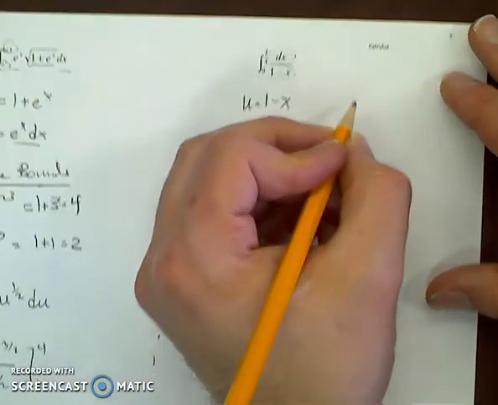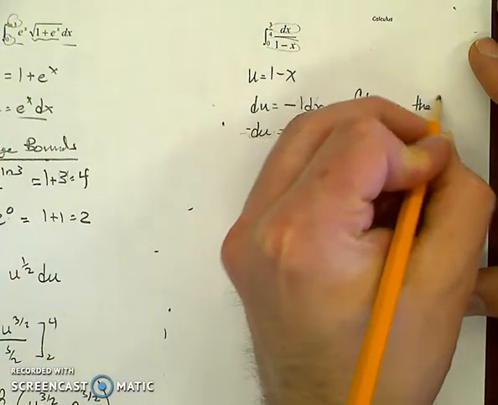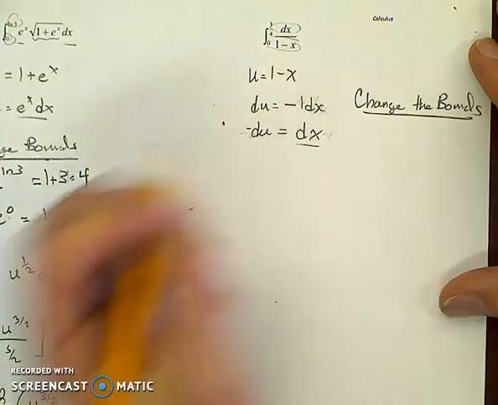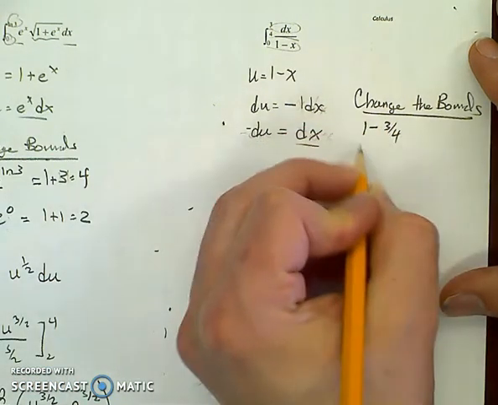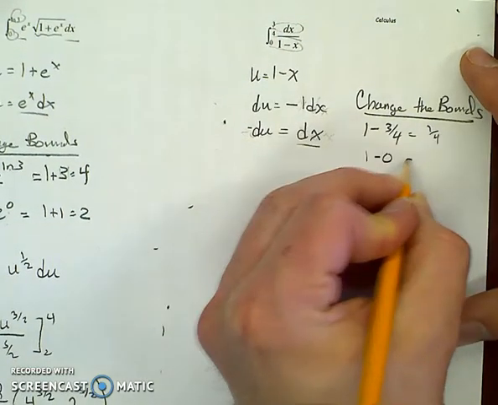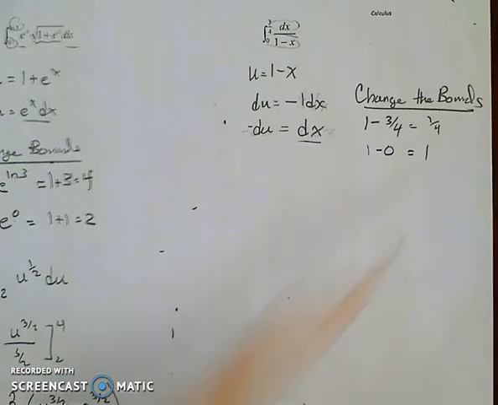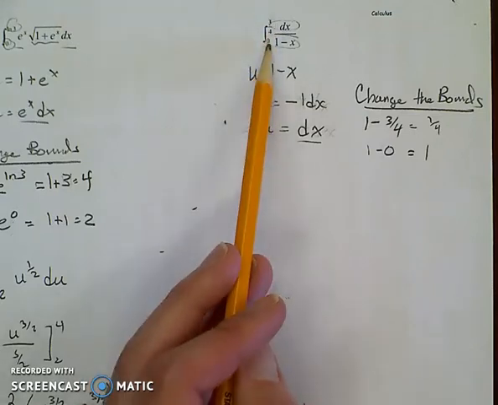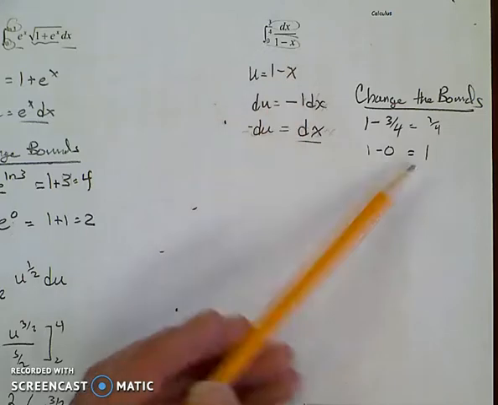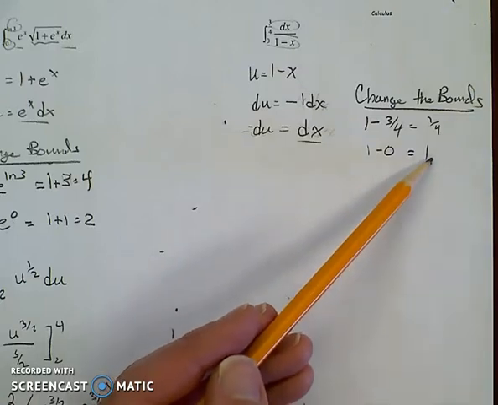And now we've got to change the bounds, so let's make sure not to forget that. That's the most common mistake in this problem, is everyone forgets to change the bounds. So we got 1 minus 3/4 and 1 minus 0. We get 1/4 and 1. Now, one of the things that people sometimes get confused on is usually when we go to bounds, 0 to 3/4 goes smallest to largest. In this case, when we change the bounds to u, we now have a larger number in the lower bound. That's okay. That will happen.